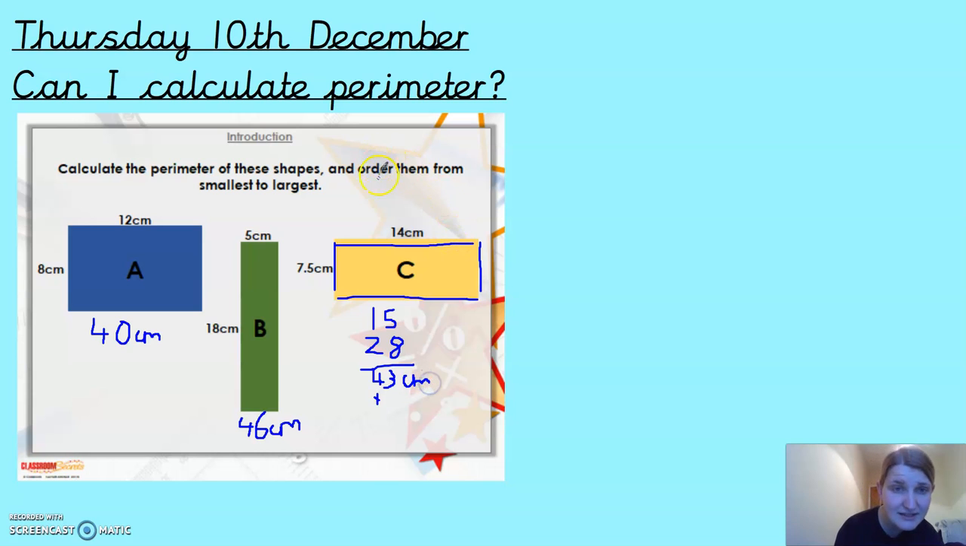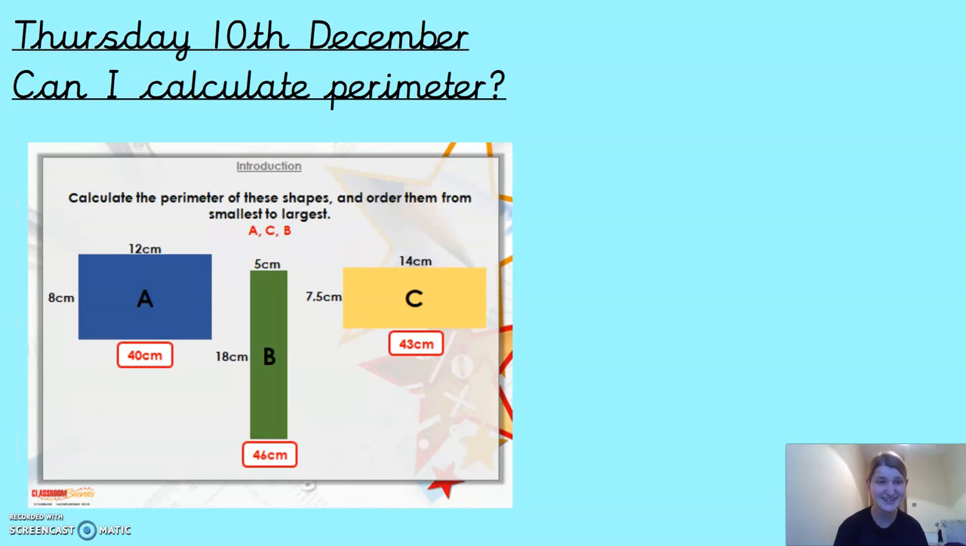If I wanted to do my last step, which is order them from smallest to largest, I would go A40, C43, B46, I think. Let's check. Yes. I hope you guys got that right with me as well. All right. So maybe that's given you an opportunity to explore which of those is your favourite method.